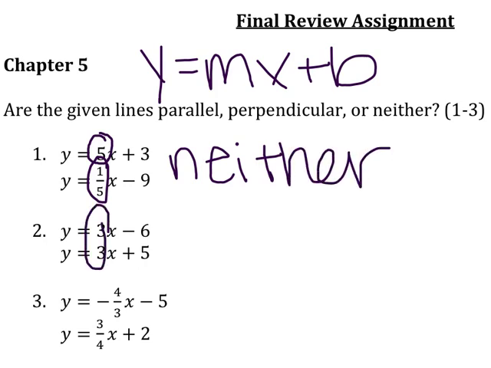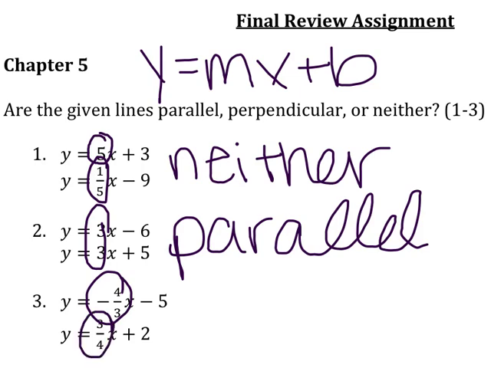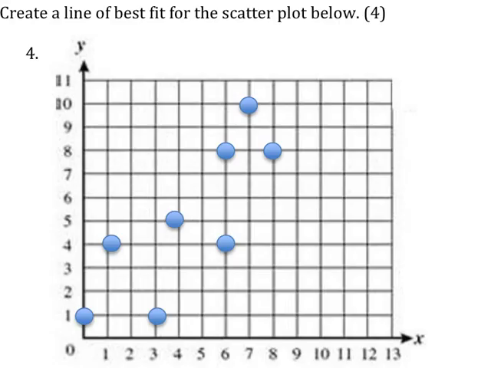Here we have slopes of 3, so that means they're parallel because they're the same. And here we have negative 4/3 and positive 3/4. That means that they are perpendicular because they are opposite reciprocals.